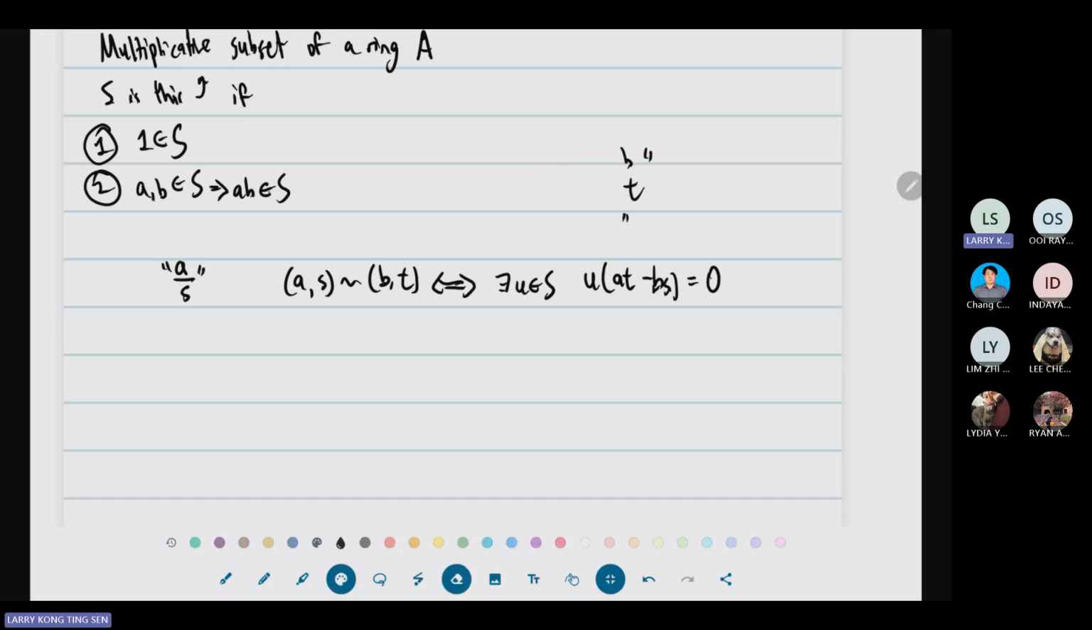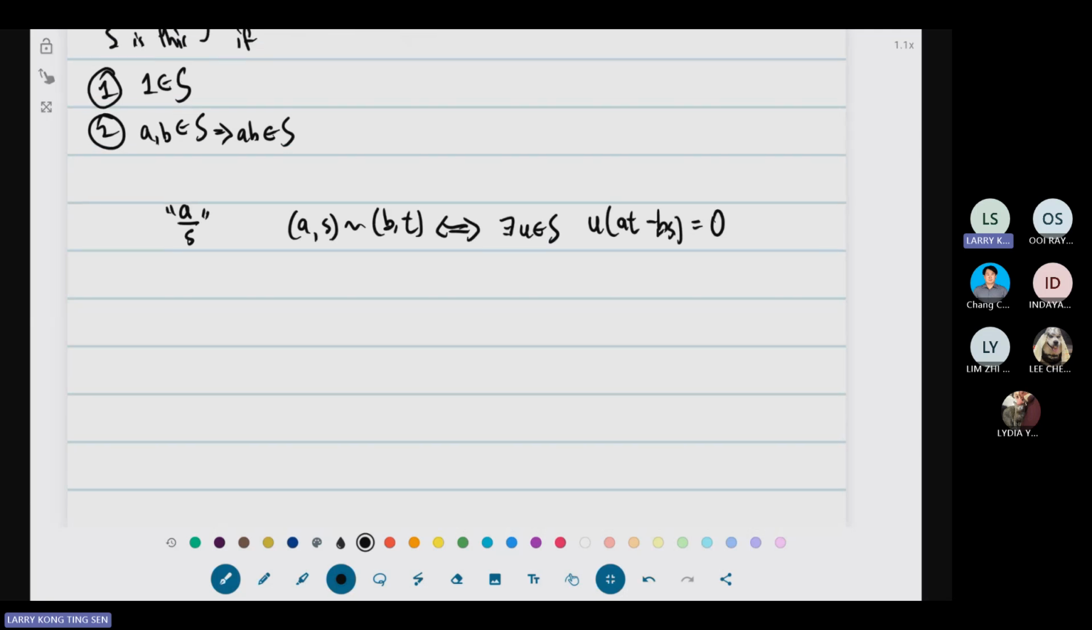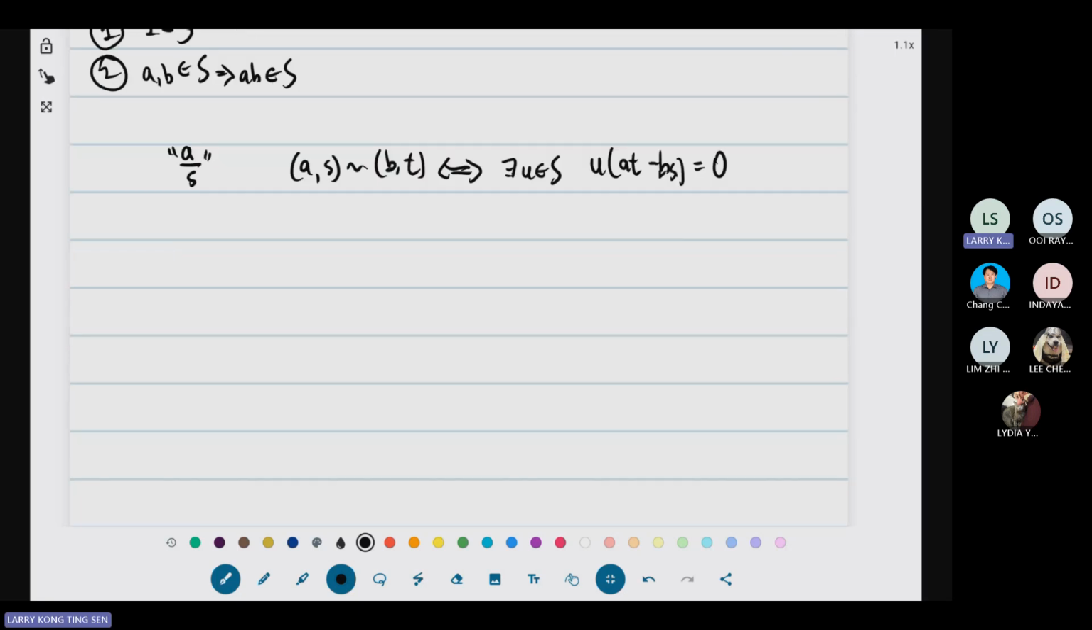But in here we require this because it is not always possible to cancel out u, so we make it a little bit more general. As long as there is such a u, even though at - bs itself might not equal 0, it at least equals a zero divisor. So basically, yeah, it's very similar to the field of fractions, but we go a little bit more general.